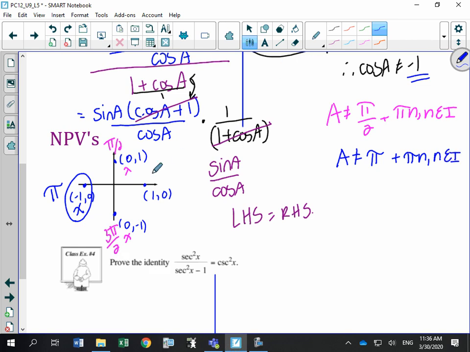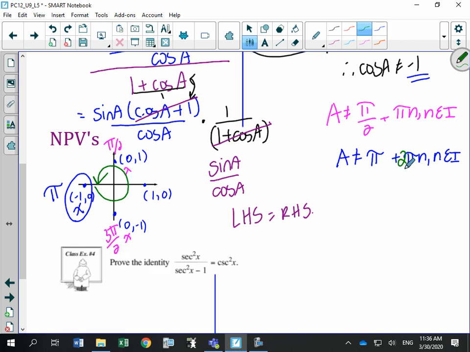Okay, so we can't have pi. Actually, that's incorrect, so let me think about this for a second. If we can't have pi, the next time I would get to pi is actually by adding 2 pi. So x cannot be equal to pi plus 2 pi n, right? Because we can't have pi, and then I can't have 3 pi, I can't have 5 pi, or pi and subtracting 2 pi. So that would be my restriction there.